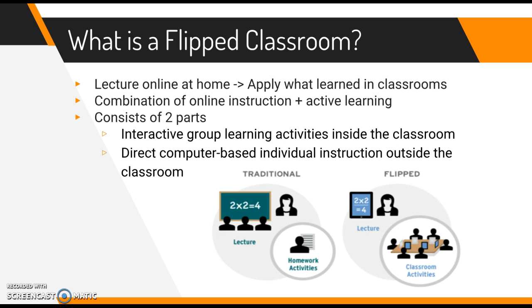Online education has actually been proven to be almost as effective as in-person teaching, as the first video mentioned. In addition, active learning is more or less the involvement of teacher and student interactions, including the following examples: a class demo, group discussion, 1-minute paper, project and problem-based learning, and etc. Furthermore, it consists of two parts, as the reading has stated, which are 1. Interactive group learning activities inside the classroom, and 2. Direct computer-based individual instruction outside the classroom.